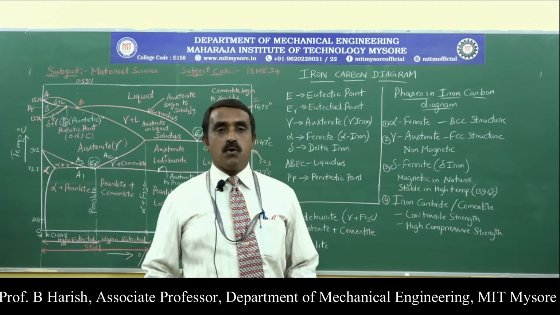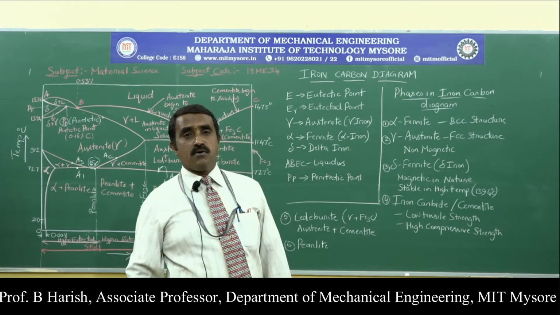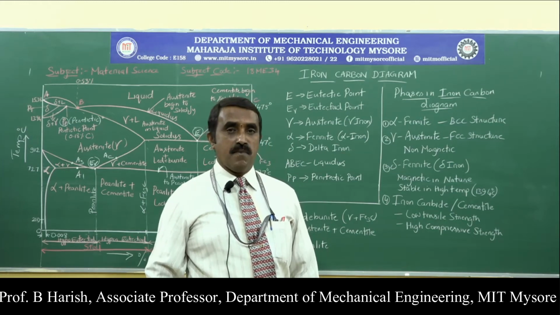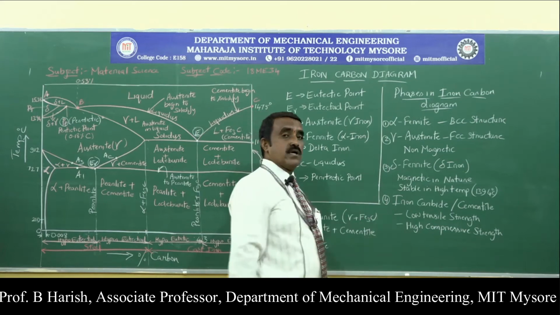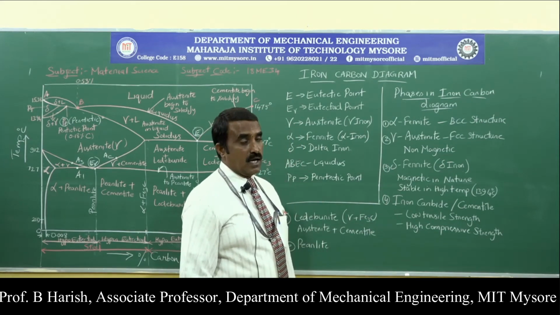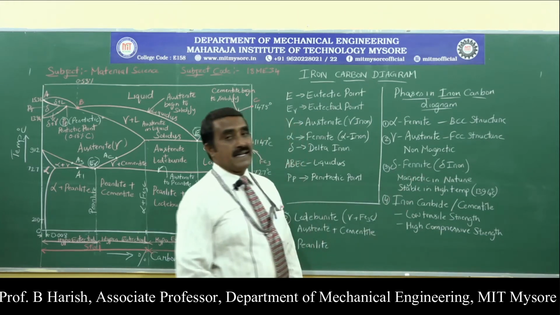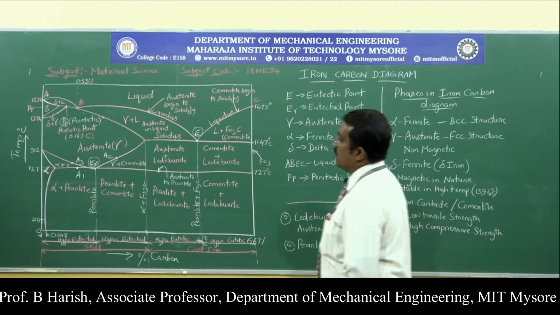By rapid cooling of austenite, we can bring it into a stable state. That is the second phase we can observe in the iron carbon diagram. Then the third one is delta ferrite, which is also called delta iron.